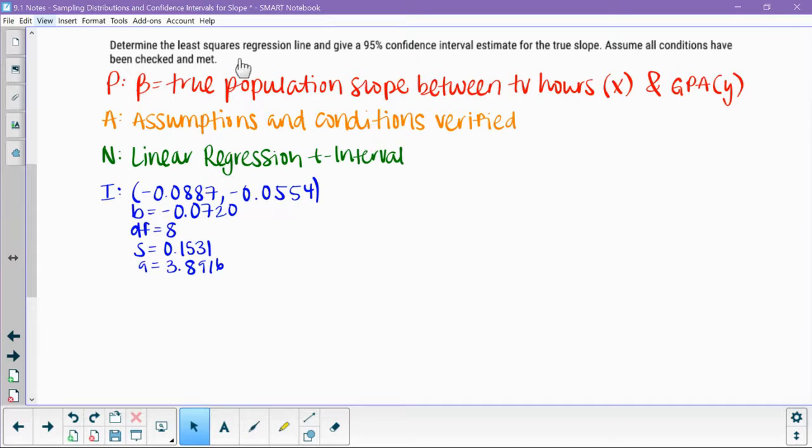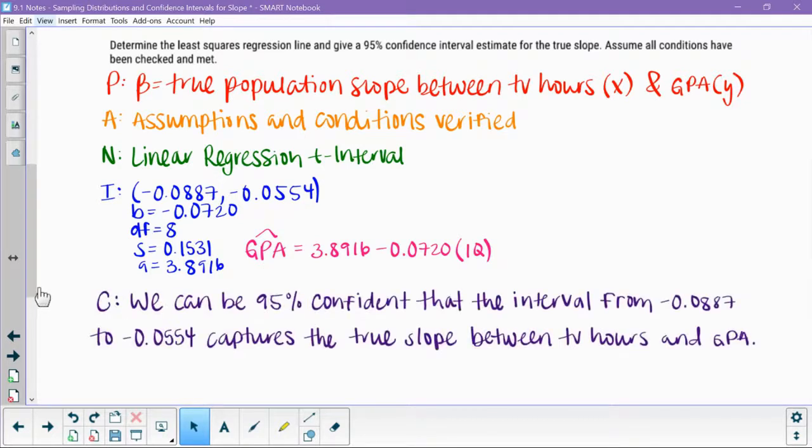Now, it does ask to give the least squares regression line. We have the y-intercept, we have the slope, so I just put this into a linear regression formula. Remember, you want to include the variables, so I put y is GPA with a little hat, because remember, y hat is the predicted value, and I put TV hours in parentheses for my x. Now to interpret. We can be 95% confident the interval from negative 0.0887 to negative 0.0554 captures the true slope between TV hours and GPA.